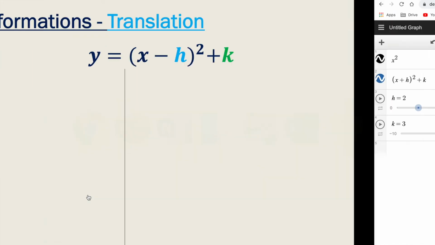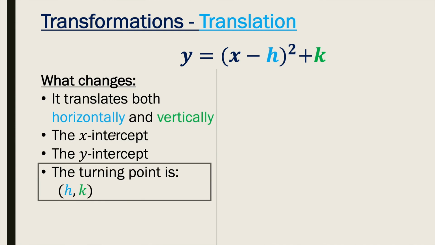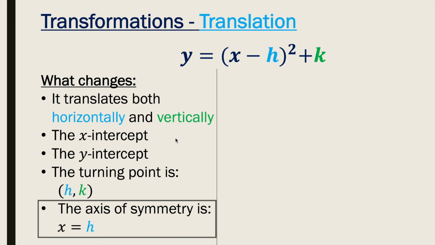Okay, so let's go to our presentation. What changes? It translates both horizontally and vertically. The h is translating it horizontally, the k is translating it vertically. What else changed? The x-intercept is changing, the y-intercept is changing, and the new turning point is given by those values, (h, k). Beautiful.